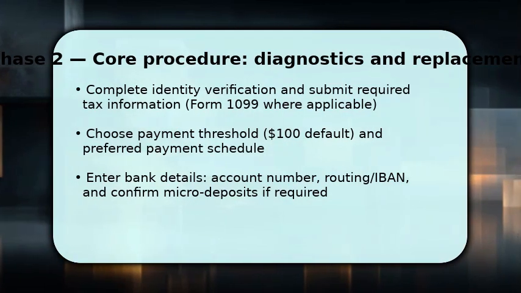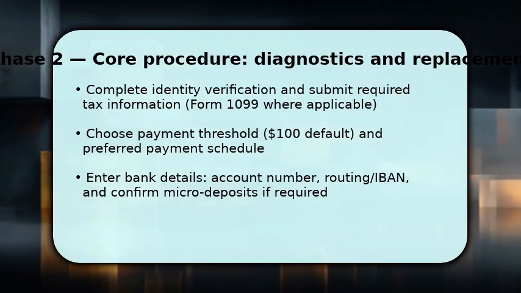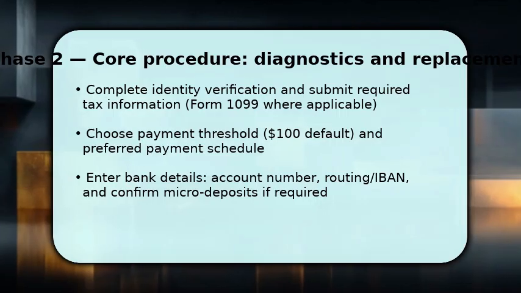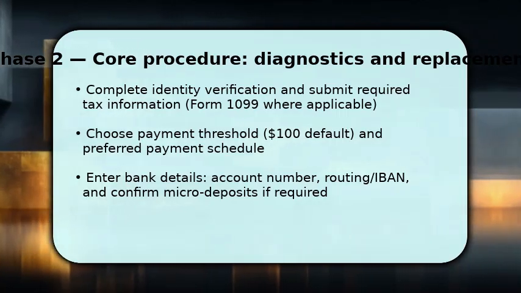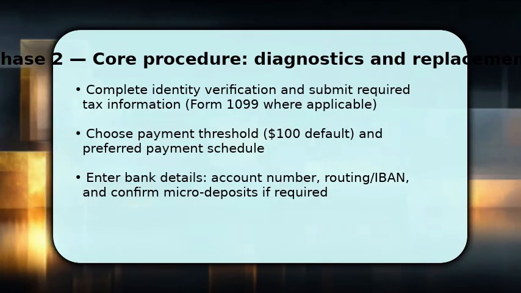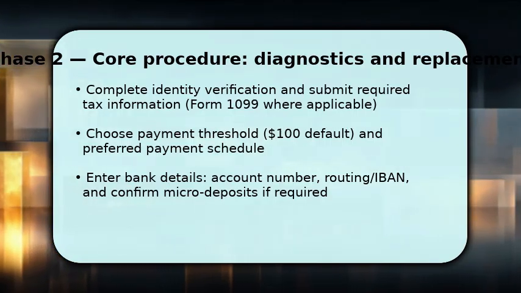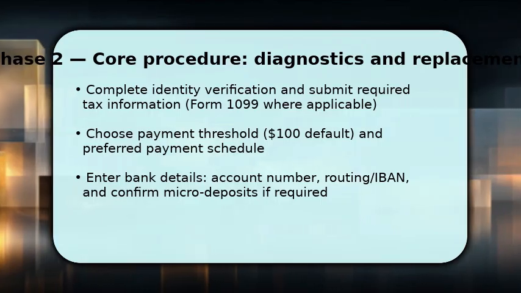Next, you verify identity and complete billing forms so earnings can flow. Fill in tax information honestly. This affects withholding rates and why. Choose the payment threshold. Most creators use $100, but you can set different thresholds if available.